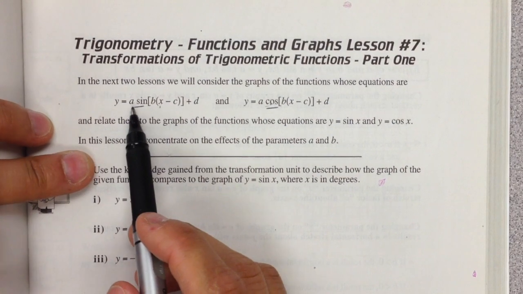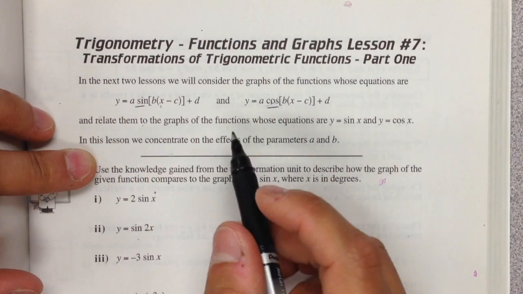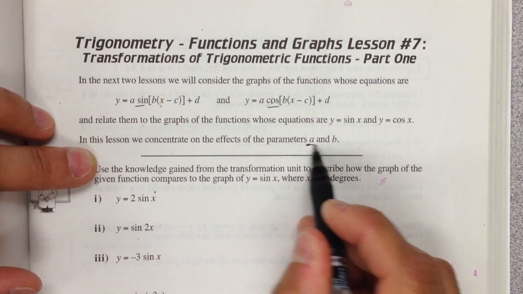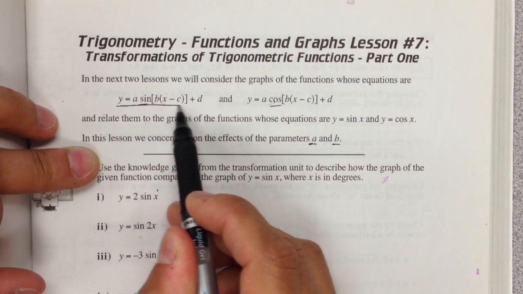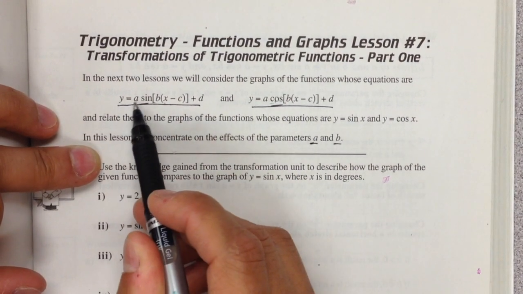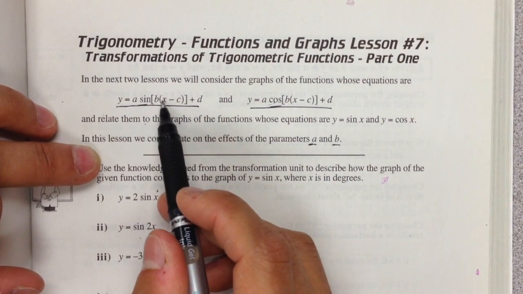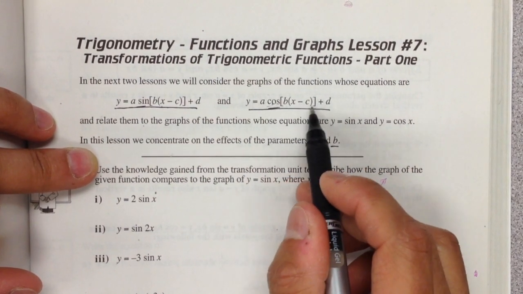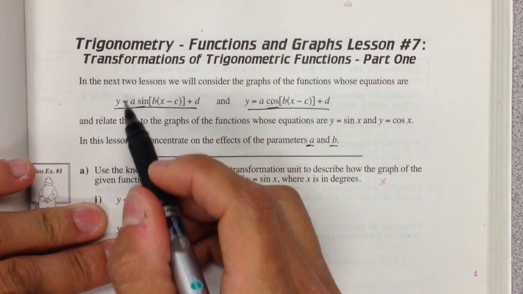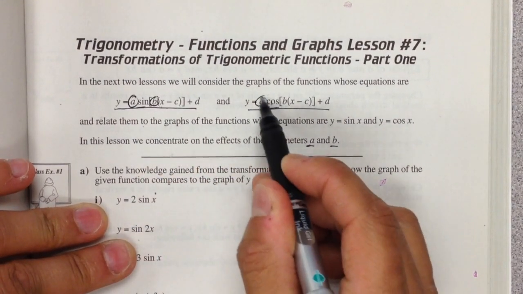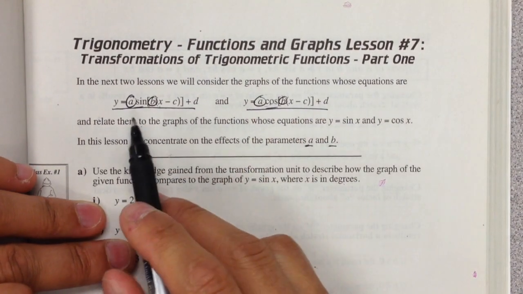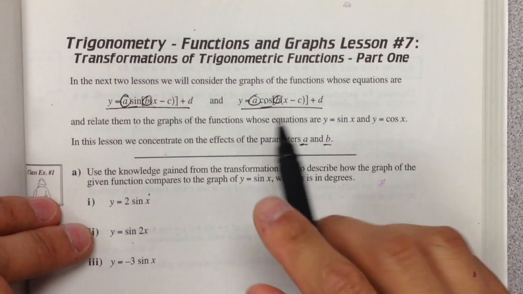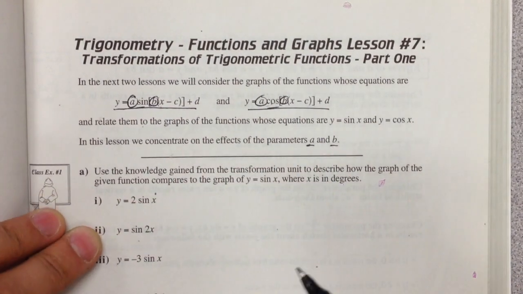So today we're going to be looking at sine and cosine and examining what's going to happen when we change the parameters of a and b as they relate to y equals a sine b of (x minus c) plus d, and y equals a cosine b of (x minus c) plus d. Remember, we're only focusing on two parameters, and the effect that a and b have is going to be the same for the sine and the cosine function.